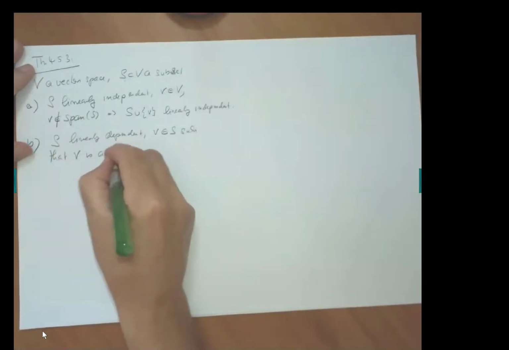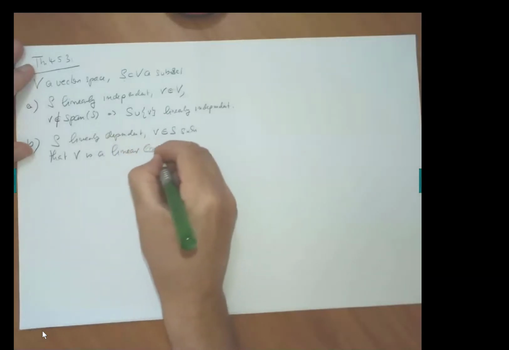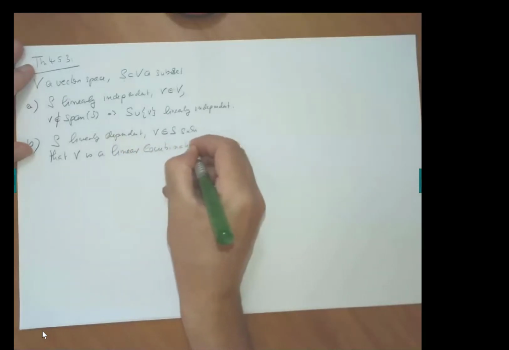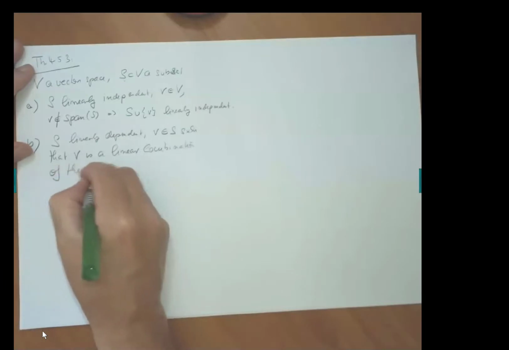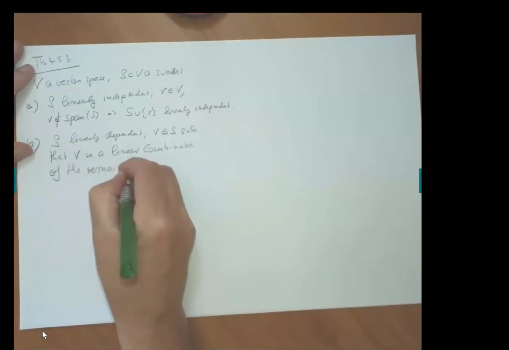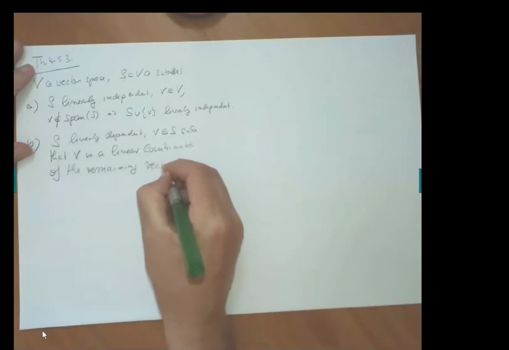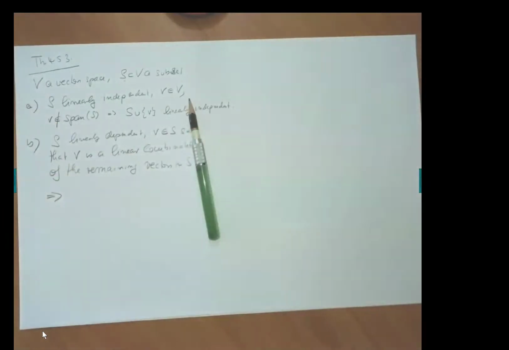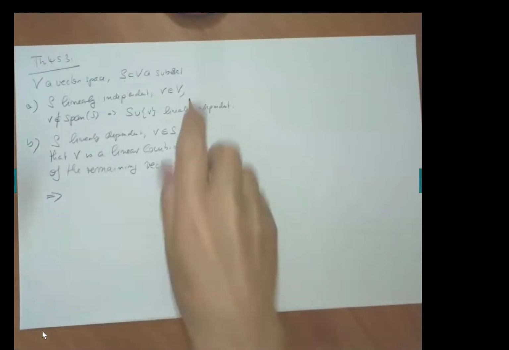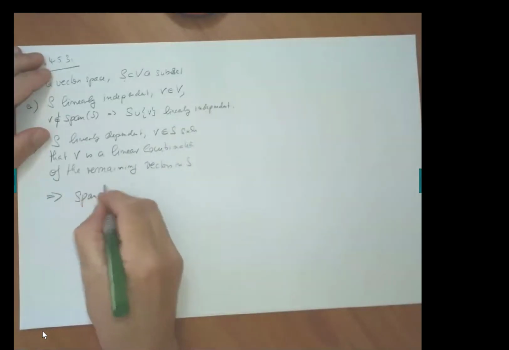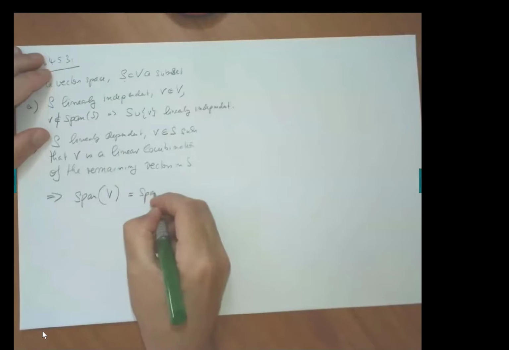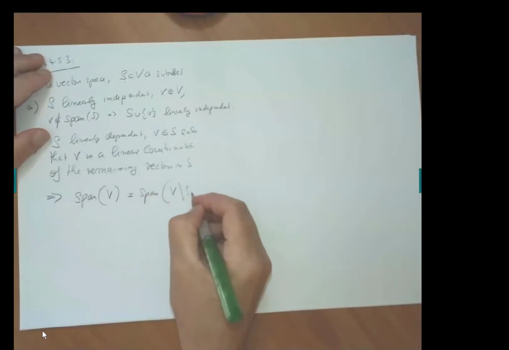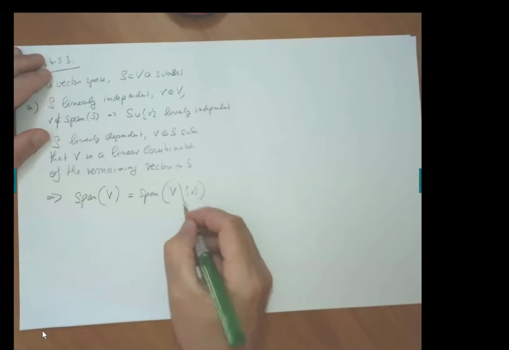v is a linear combination of the remaining vectors in S, and then it turns out if you remove v, you don't change the span. You can take it out because the other vectors are good enough to make it. So then the span of S is the same as the span of S with small v removed. So this means removed.